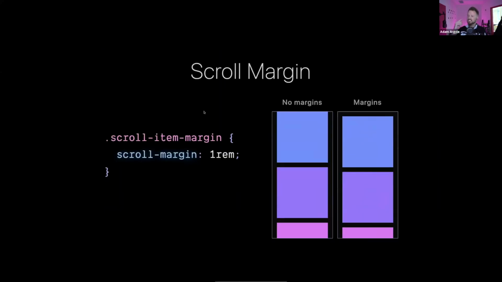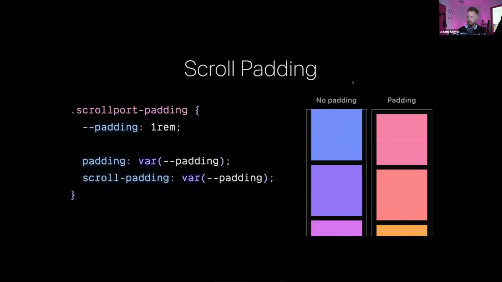You can achieve the same effect if you give every single item the same scroll margin. With scroll item margin, or just scroll margin, you have the opportunity per item to say how far away from the scroll port edge this particular item should be. So let's go back up here and look at scroll padding.